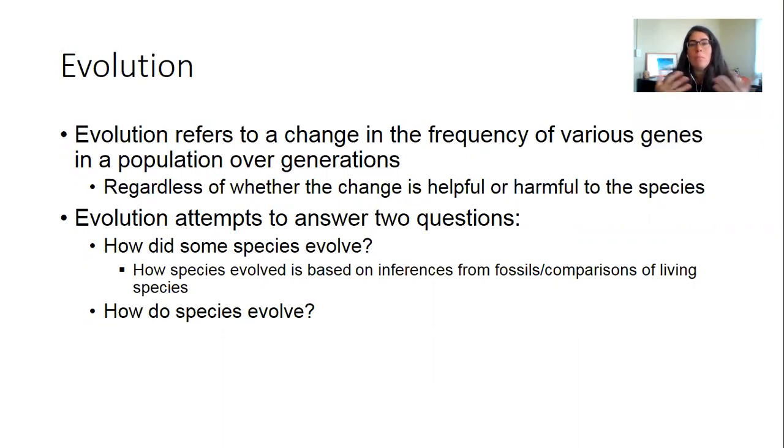Evolution isn't always better. And again, it isn't always to the benefit of the species. And when we talk about evolution, we're really attempting to answer two questions. One of them is, how did some species evolve? We're going to talk a little bit about the evolution of humans. And how do species evolve? So what is the mechanism by which evolution happens?